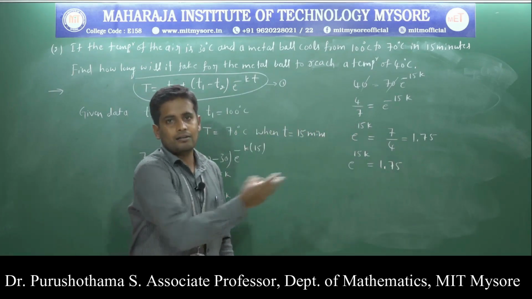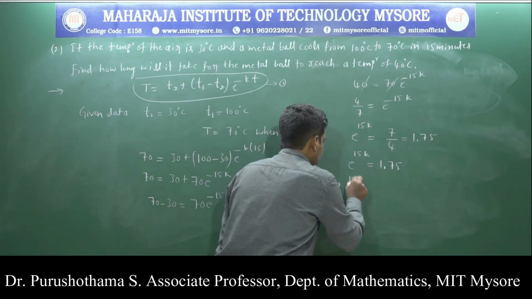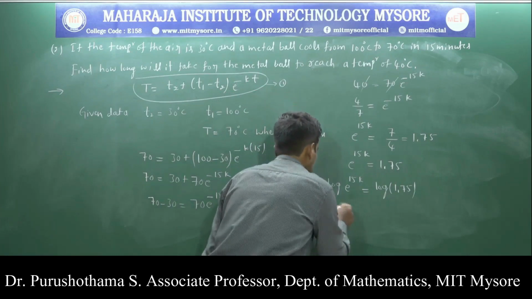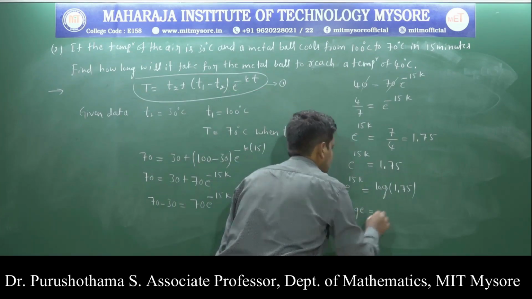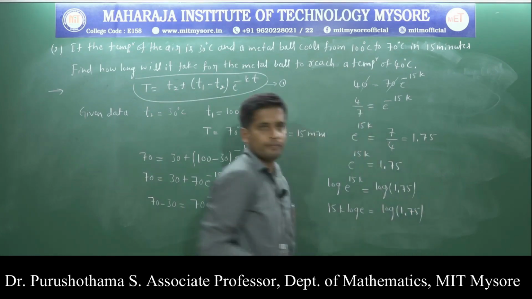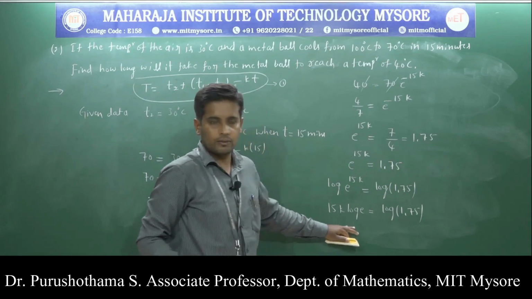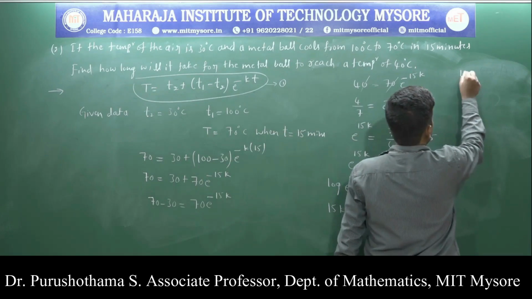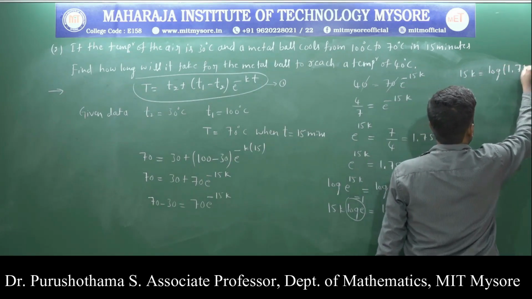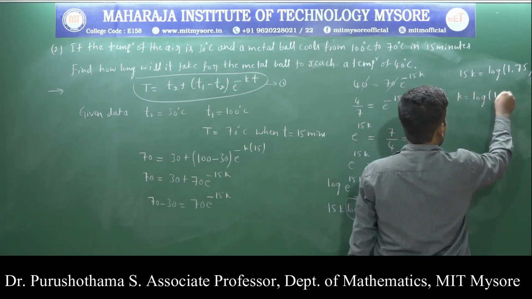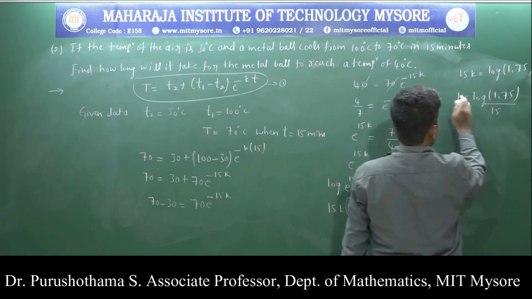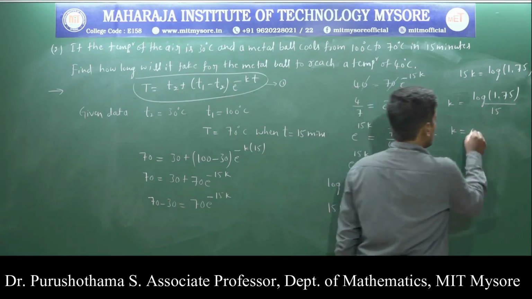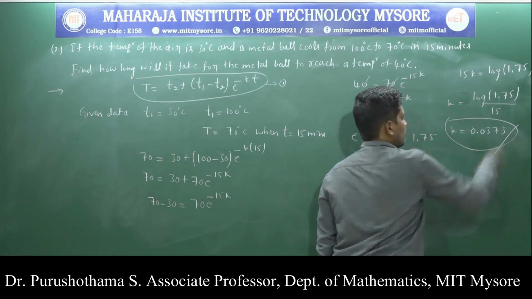In the next step, taking log on both sides, log of e power 15k is equal to log of 1.75, which is the same as 15k into log e is equal to log of 1.75. For further continuation, the value of log e is equal to 1, so 15k is equal to log of 1.75, or k is equal to log of 1.75 divided by 15. Finally, by using a calculator, log of 1.75 divided by 15 is the same as 0.0373.